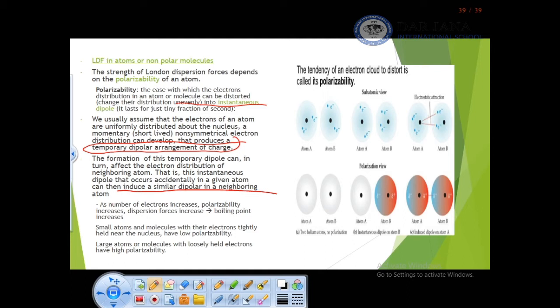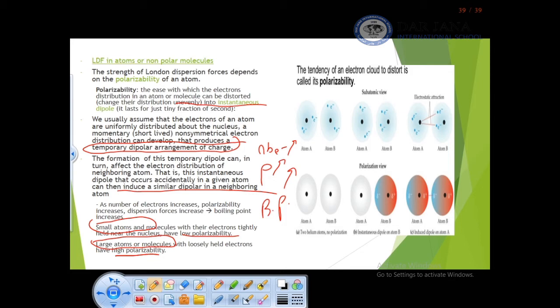As the number of electrons increases, the polarizability will increase, and the boiling point will increase. That should be memorized. On the other hand, small atoms and molecules, with their electrons tightly held near the nucleus, have low polarizability. Large atoms or molecules have high polarizability, with loosely held electrons.